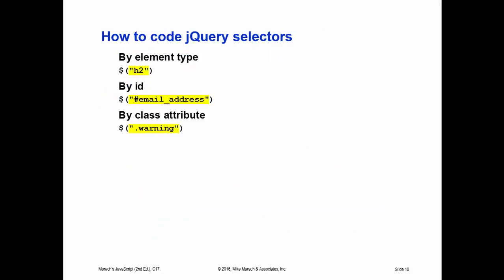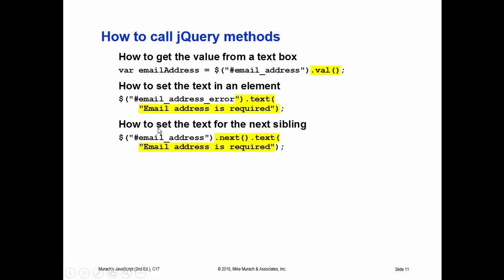All right, jQuery, more than anything else, jQuery works with selectors. All right, so what this $ means in here is this means select every H2 tag. This means select the ID of email address. This says select the class, the dot of warning. All right, here are some examples of some jQuery methods. I'm not going to read those to you.